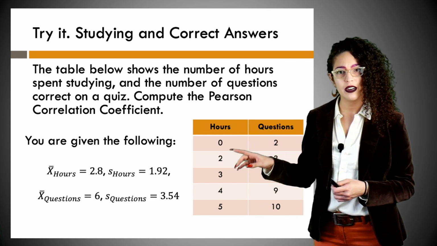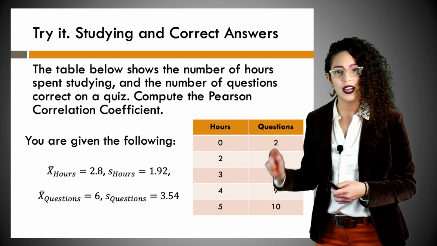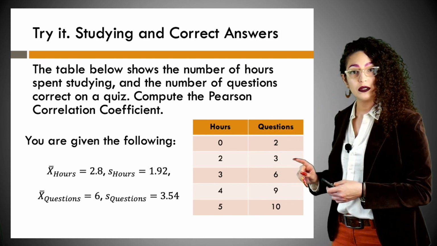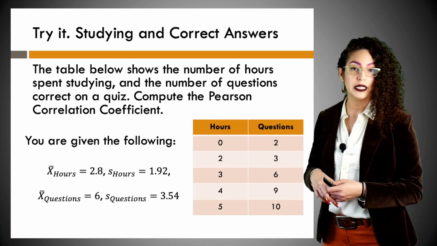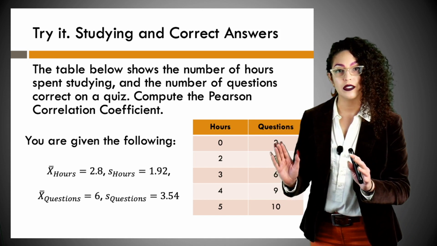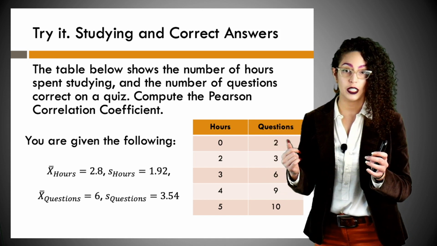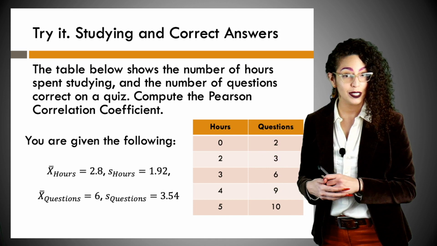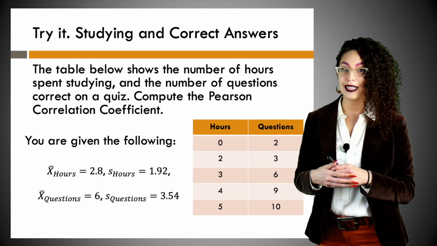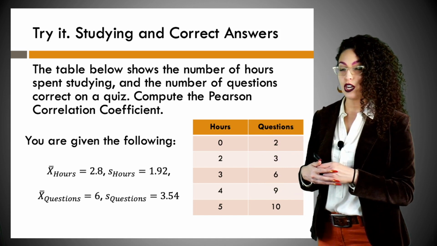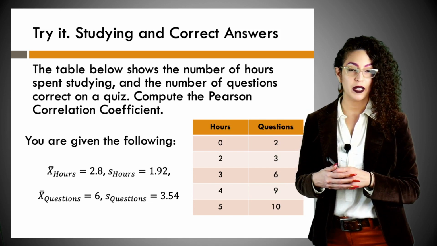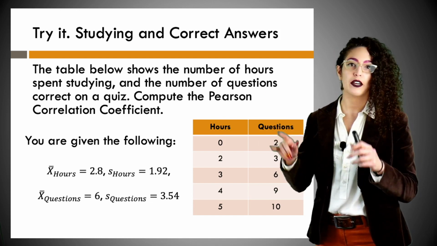We have hours. They're obviously increasing, 0, 2, 3, 4, 5. Then we have number of questions, 2, 3, 6, 9, 10, also increasing. Before we even start, do you think there is a positive or a negative relationship between the number of hours you study and the number of questions you get correct? And is that relationship strong or weak? Do you think it'll be like almost a perfect correlation or kind of scattery and all over the place?